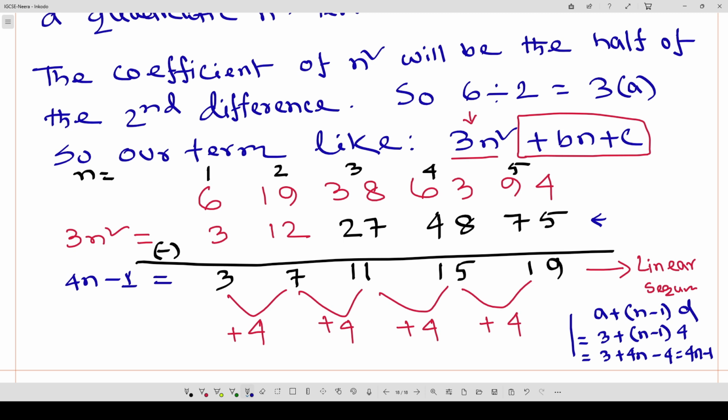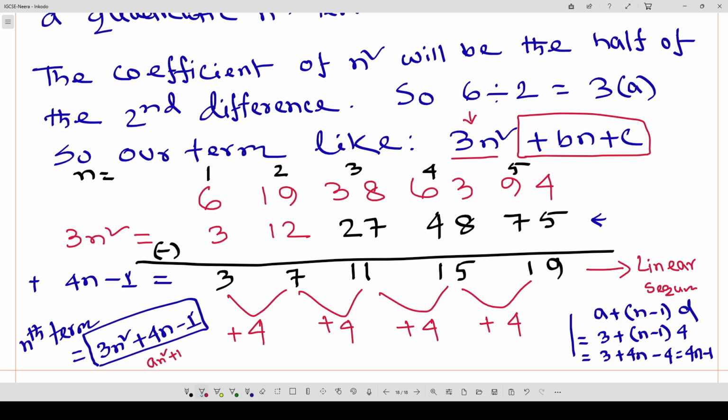So this is the 3n squared and this is the 4n minus 1, and finally we can say our term, or nth term, once we make addition with this one, we will get 3n squared plus 4n minus 1. This is our nth term of this quadratic sequence, and it also looks like an squared plus bn plus c. Okay, very smartly we are trying to solve this one.